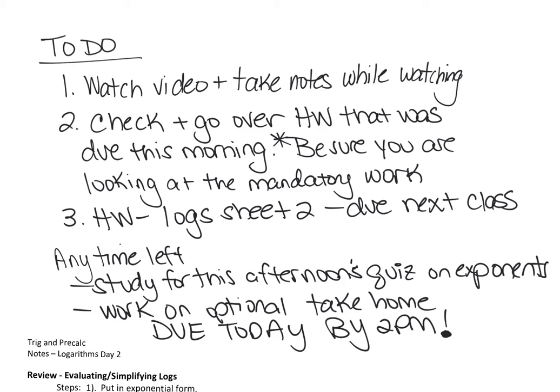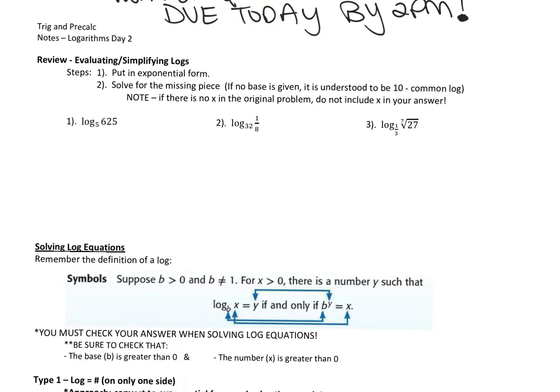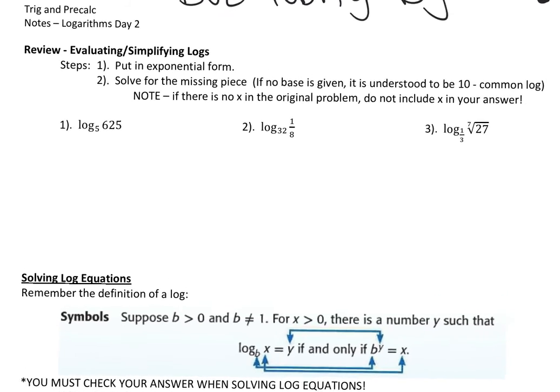So let's move on to the notes that you should be copying down. We're going to look at Logarithms Day 2. So I'm going to start by just reviewing what we did last class with evaluating logarithms. The way we're going to evaluate logarithms is we're going to put it in exponential form. And in order to put it into exponential form, I'm going to introduce an x or a variable. Once I convert, I'm going to solve for that missing x, that missing piece. Remember, if no base is given, it should be base 10, known as the common log. And also remember never to circle x in your final answer.